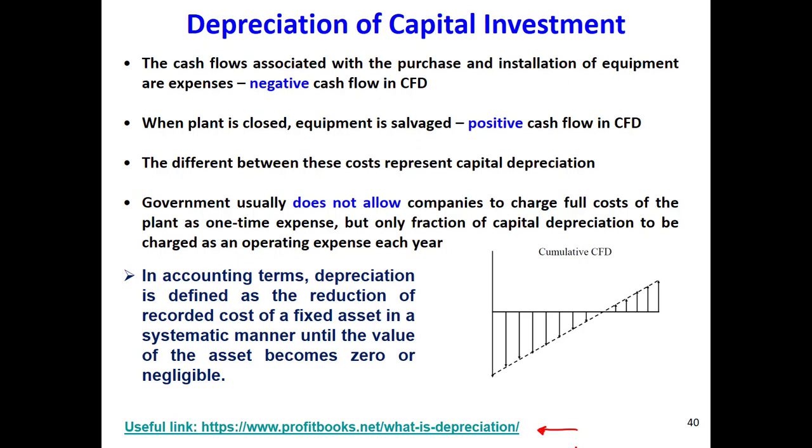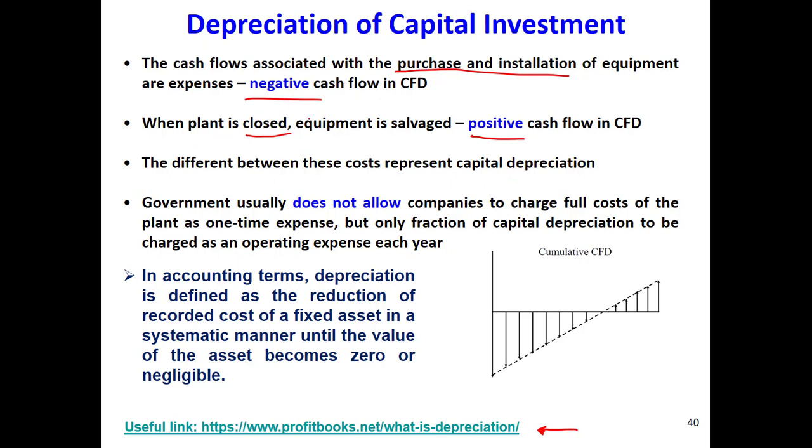Like here, it just shows the cash flow diagram has different parts. Negative is all the expenses you have for purchasing and installing equipment. When the plant is closed, it means the cycle of preparation is closed and it starts operating. It starts producing, so then you will have some positive cash flow. That is the difference between these two.